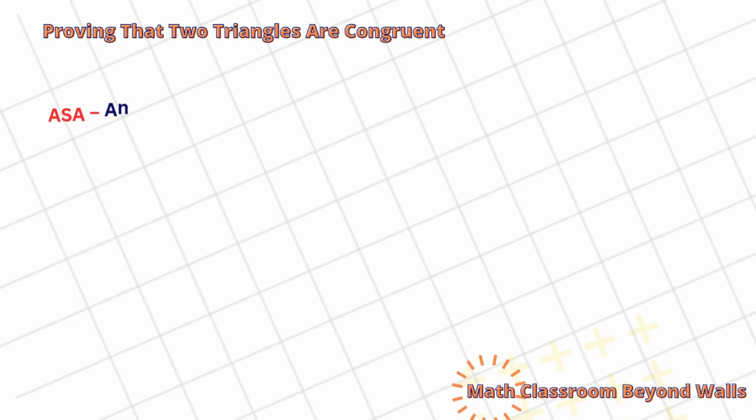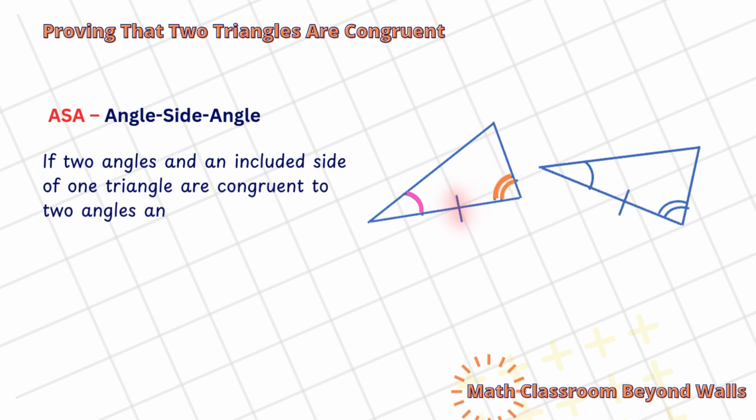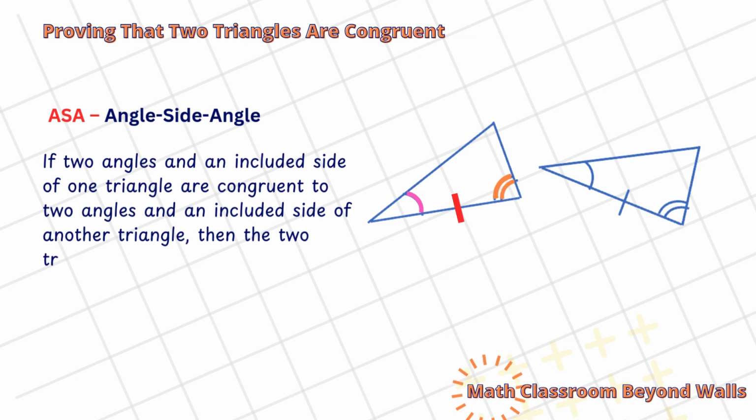Third, ASA, angle side angle. If two angles and an included side of one triangle are congruent to two angles and an included side of another triangle, then the two triangles are congruent. The included side here refers to the side between the two angles being used.